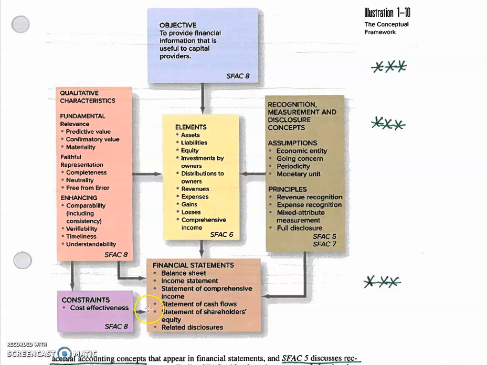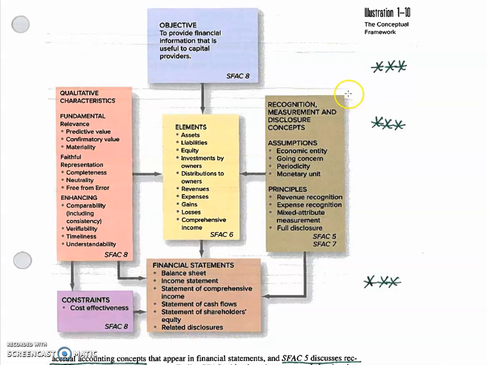Statement of cash flows, and then the statement of shareholders' equity. Now, again, the actual requirement is statement of retained earnings, but usually what's provided is a broader statement of shareholders' equity. Instead of just reconciling beginning and ending balance of retained earnings, we usually provide a statement of stockholders' equity that reconciles a beginning and ending balance of all stockholders' equity accounts. And then, of course, the related disclosures.